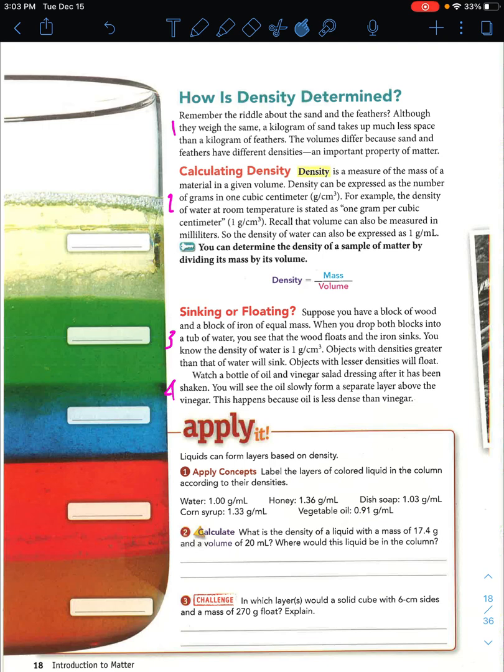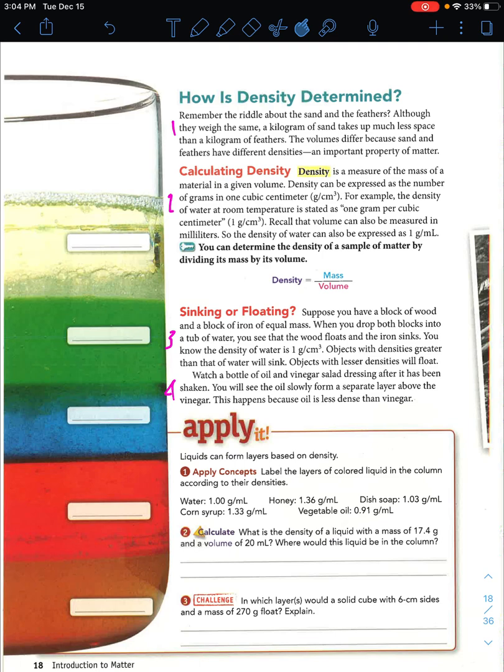Calculating density. Density is a measure of the mass of a material in a given volume. Density can be expressed as the number of grams in 1 cubic centimeter, or g/cm³. For example, the density of water at room temperature is stated as 1 gram per cubic centimeter. Recall that volume can also be measured in milliliters, so the density of water can also be expressed as 1 gram per milliliter. You can determine the density of a sample of matter by dividing its mass by its volume. So down below you see the equation: density equals mass divided by volume.